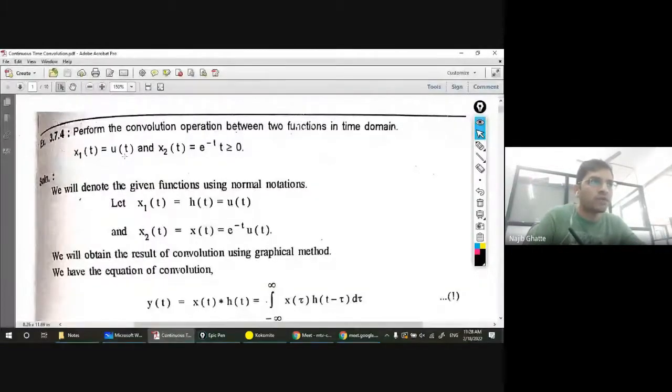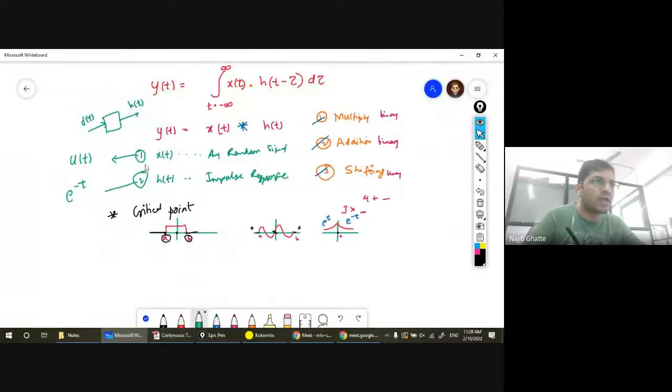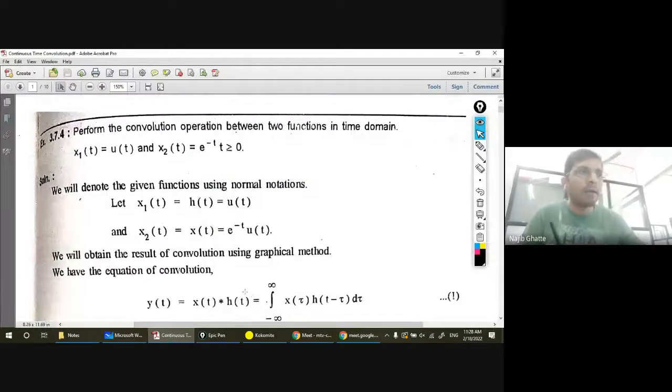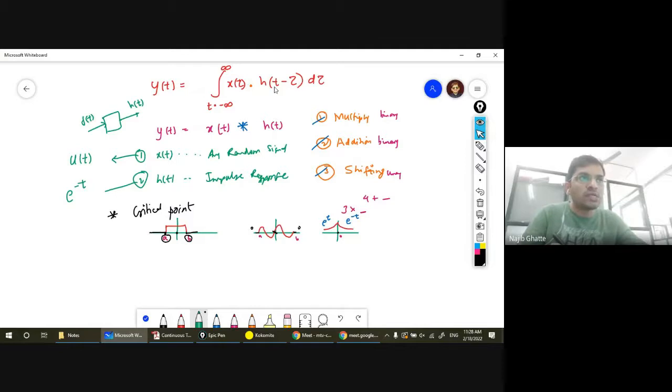Okay, so x of t and h of t. Here they have written x1, x2, but for convolution I have converted it into the form of x and h. Okay, fine. Now one more important thing: the convolution operation is commutative in nature. What is the meaning of commutative? Commutative means that whether you do x of t star h of t, as I have written here, or h of t star x of t, both will fetch you the same answer.